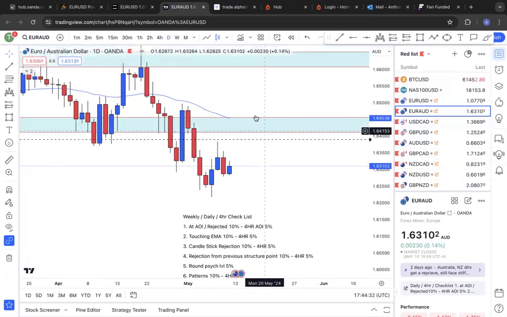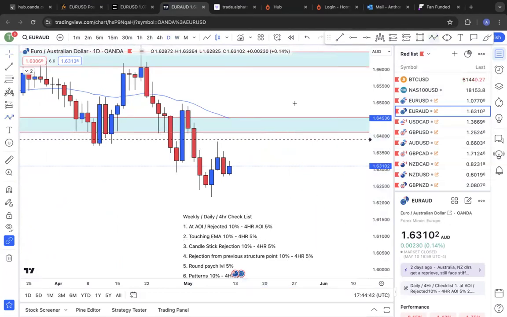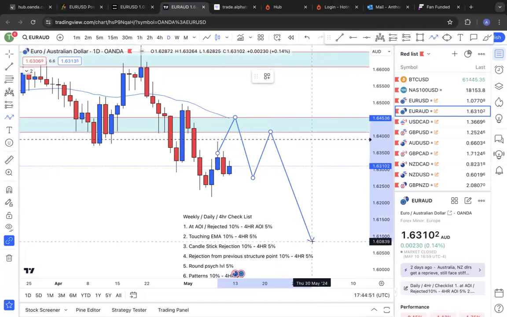We want to see this come back into this. I want to see it come back into it. Reject when we come back down. Or we want to see it as it comes down, hit it, and then enter on this rejection right here and ride that trade to the bottom, the downside.